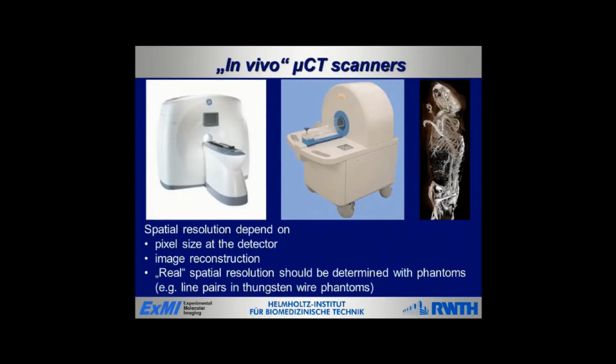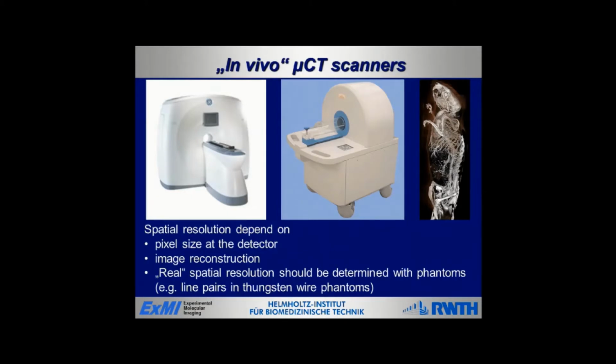On the other hand, you have the in vivo micro-CT systems. Some examples are shown here. Here, the spatial resolution that you achieve mainly depends on the pixel size of the detector. You cannot change it. The distance between the object and the detector and the X-ray source is usually fixed. It also depends on the image reconstruction.